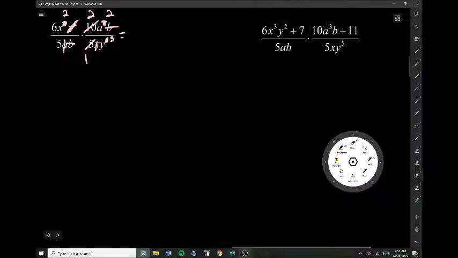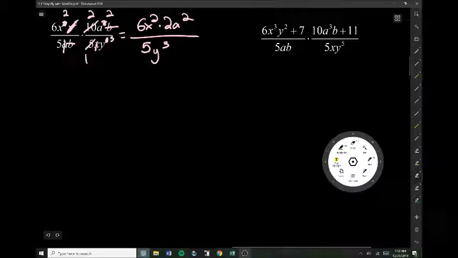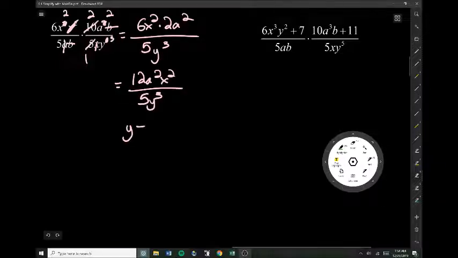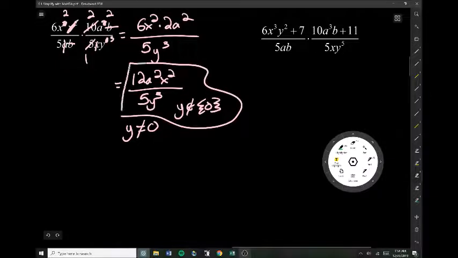So what I'm left with is on top I have 6x squared times 2a squared. And on the bottom I just have 5y to the third. It kind of got tough to read. But combine all that, I'm going to say this is 12a squared x squared divided by 5y to the third. And I have to remember that y cannot be 0. If you write it that way, that's fine. I'm trying to get in the habit of using this set notation more often. Y cannot be in this set of 0. And there's the simplification.